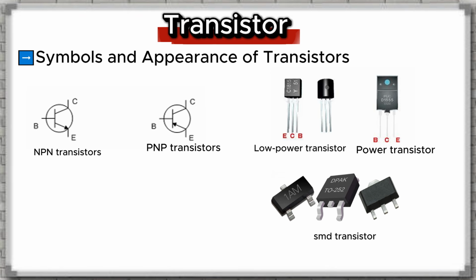Symbols and appearance of transistors. Today, in the market, there are many kinds of transistors produced by different countries, but the most common ones come from Japan, the United States, and China. Japanese transistors are usually labeled with the letters A, B, C, or D. For example, A564, B733, C828, or D1555. Among them, A and B are PNP transistors. C and D are NPN transistors.